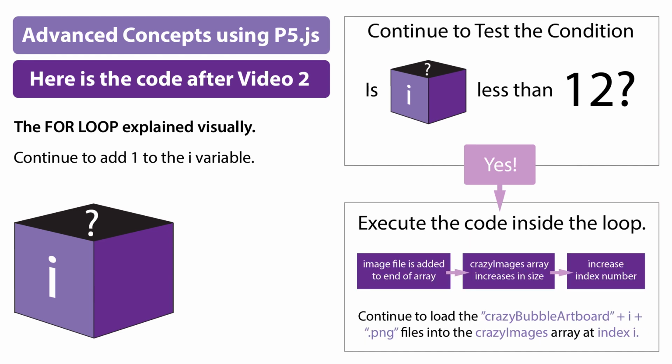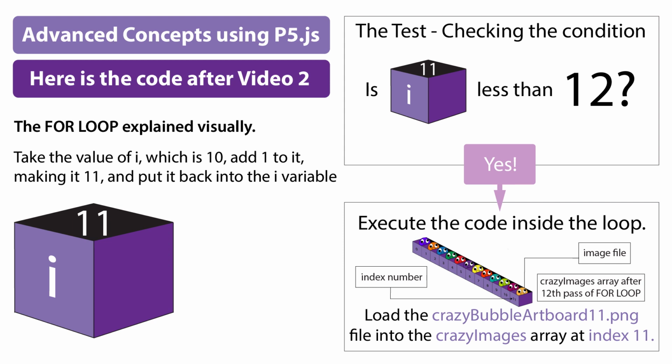And so we continue doing this. As long as I is less than 12, we keep on adding an image file to the end of the array. The crazy images array increases in size, and we increase the index number. Is I at 11 less than 12? Yes. So we execute the code inside the loop. We load the Crazy Bubble Artboard 11.png file into the array.